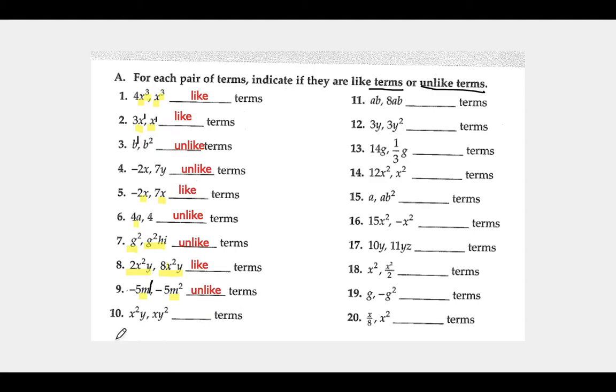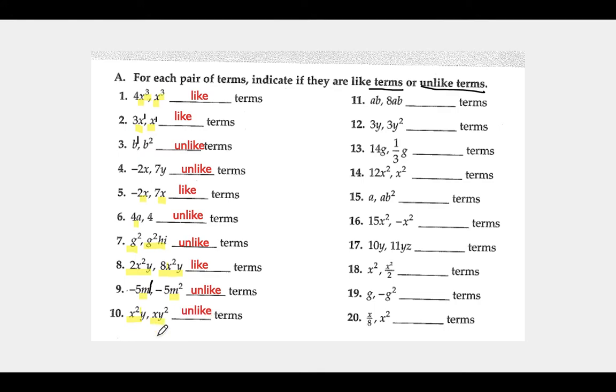Okay, and then last but not least, just be careful with number 10. Yes, we have the same variables. Both of those variables are x and y on both terms. So again, I have x and y on this term, and then I also have x and y on this term. But again, just be careful with the exponents. They're not the same. You have x to the second power for the first term, and then you have x to the first power on the second term. So that just tells me that they are unlike terms, okay?